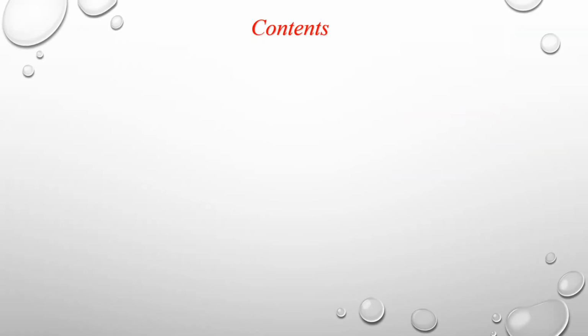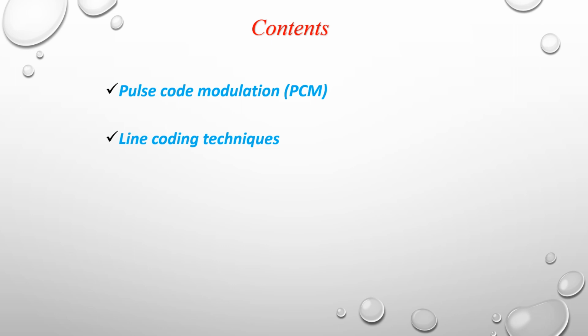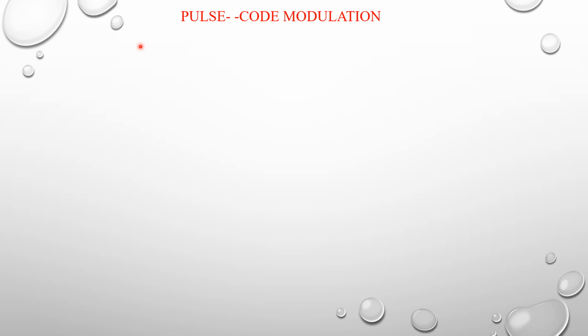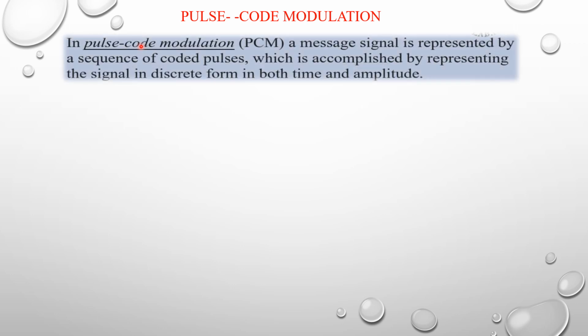In this lecture video, we are going to discuss pulse code modulation and line code techniques. Pulse code modulation is one of the modulation techniques. In pulse code modulation, a message signal is represented by a sequence of coded pulses, which is accomplished by representing a signal in discrete form in both time and amplitude. In general, pulse code modulation converts continuous signals into discrete or digital signals. This signal is suitable for transmission.